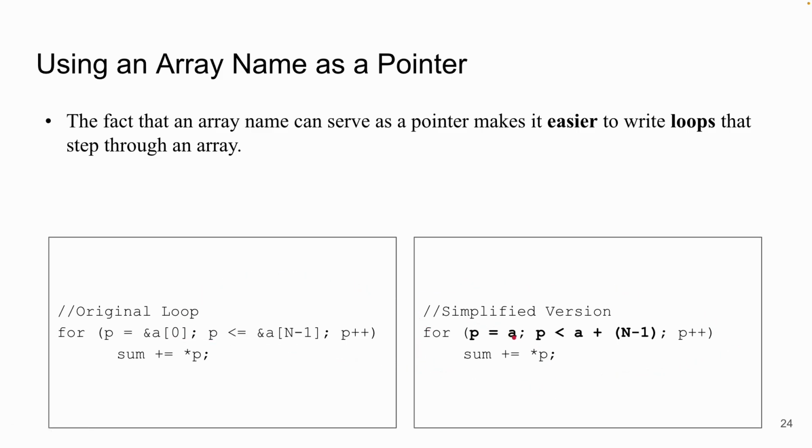We can directly assign A to P because the name of the array itself is equal to the address of A[0]. And here we can use another expression. Instead of writing the address of A[n-1], we can use pointer arithmetic to get the address of the last element in the array A. The rest is the same, but this one is definitely simpler because we don't need to write down the address operator again and again.